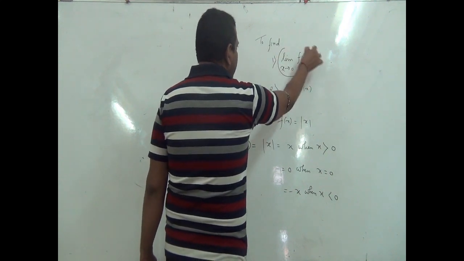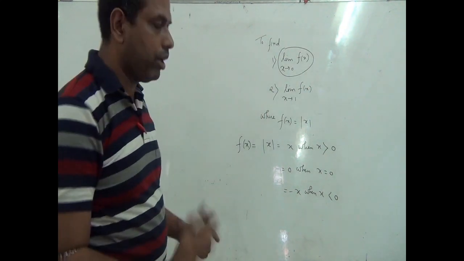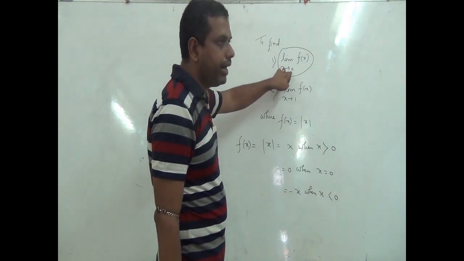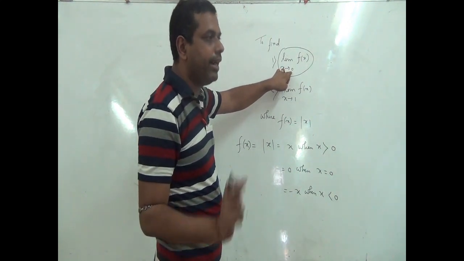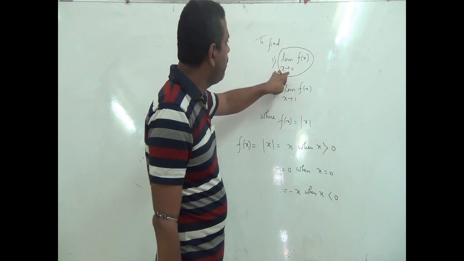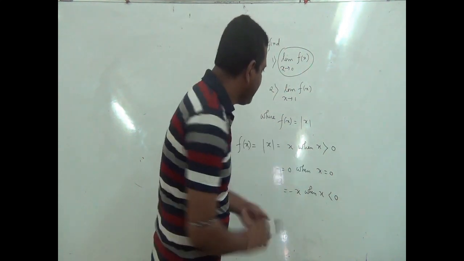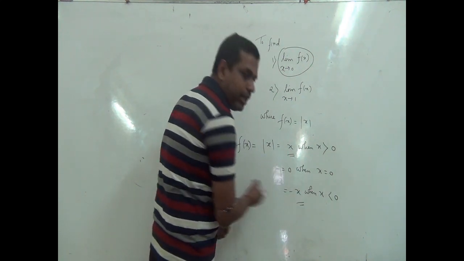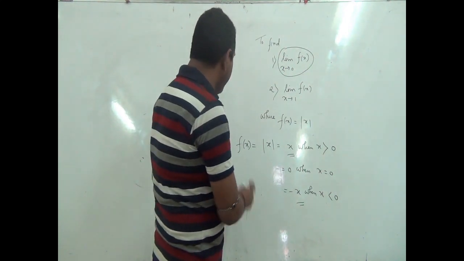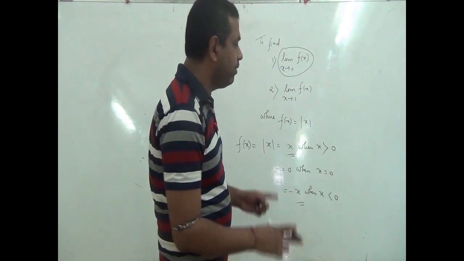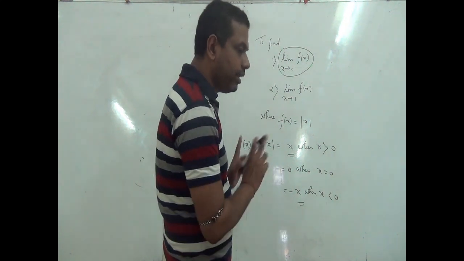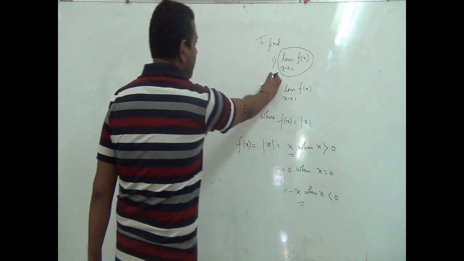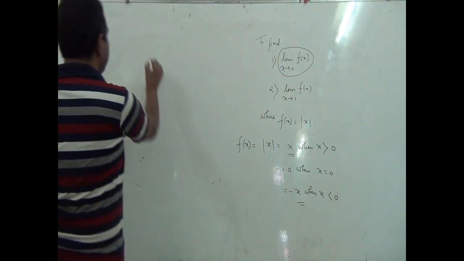Whether in this problem left hand limit or right hand limit is required or not, that is the big question. Here you see x tends to 0, that is x less than 0 and greater than 0 but not equal to 0. When x is greater than 0, our f of x is x. And when x is less than 0, our f of x is minus x. So here f of x gives two different values when x is greater than 0 and less than 0. So we need left hand limit and right hand limit.